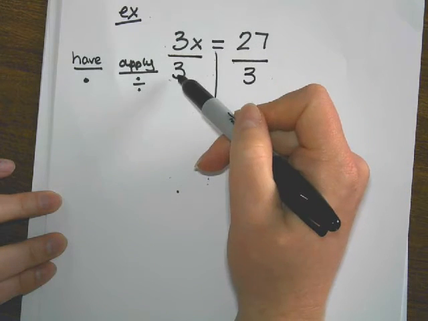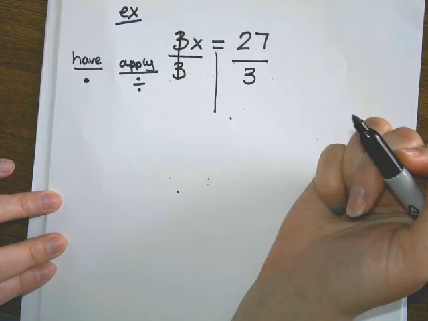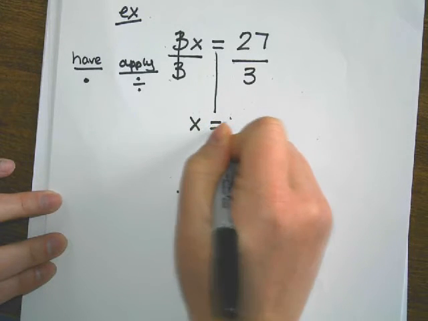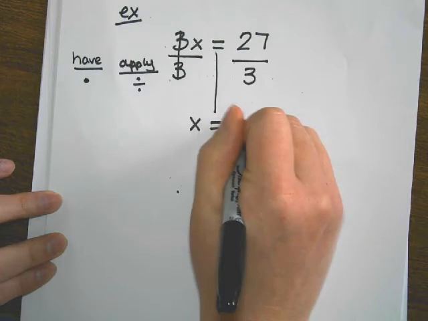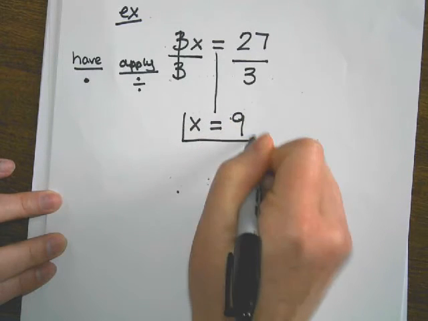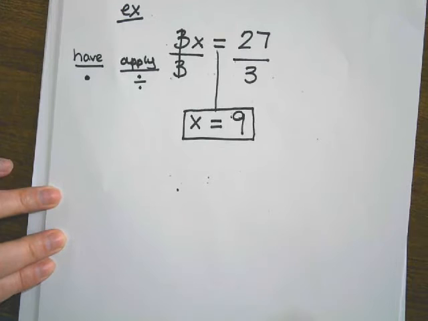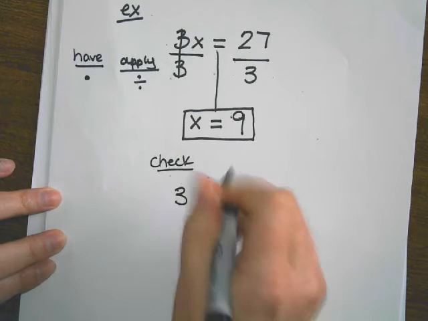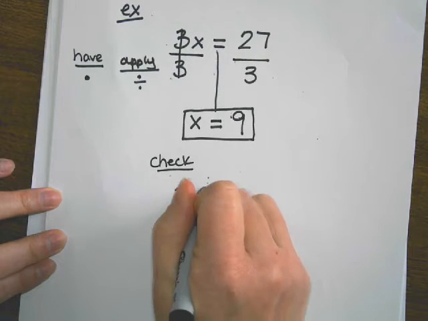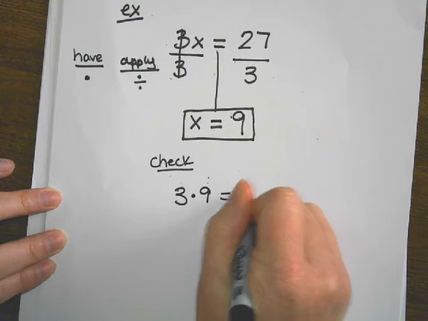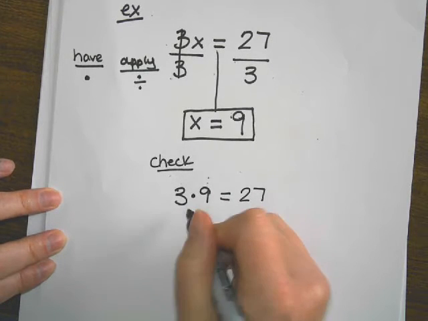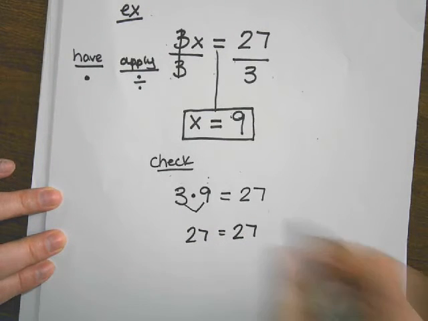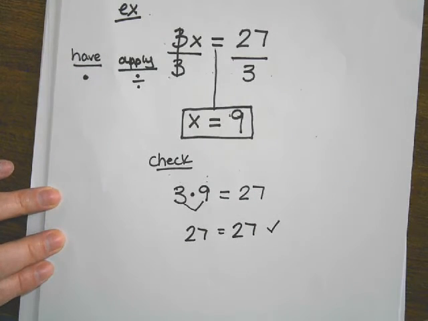3 divided by 3 gives me 1. So now I have 1x is equal to 27 divided by 3, which is 9. So x equals 9. Okay, I've got to make sure I'm right. So I go down here and I do my check. Instead of x, I'm replacing with 9. So now I have 3 times 9. And I want to see, does that indeed equal 27? Well, 3 times 9, yes, is 27. So I get 27 is equal to 27. So it checks out. So my answer is x equals 9.